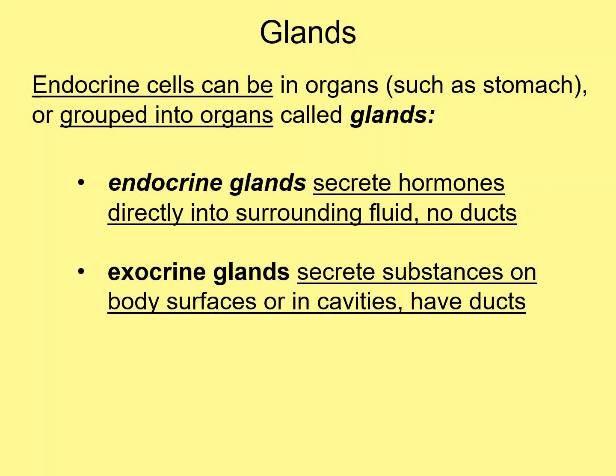An exocrine gland, by contrast, secretes a substance that contains the hormones onto a body surface or into a cavity like your stomach or the lumen of your intestine, as examples of cavities. Your mouth is also technically a cavity.